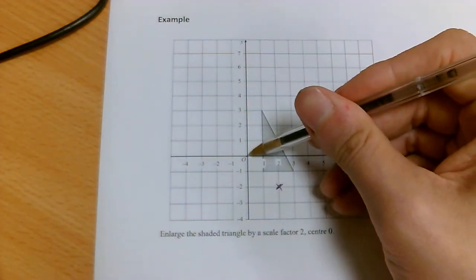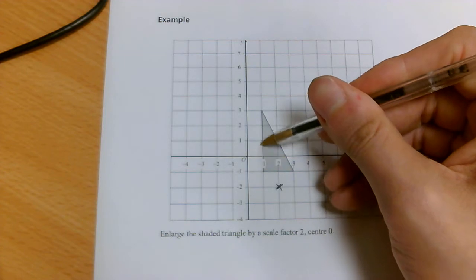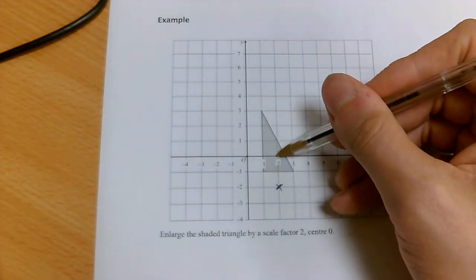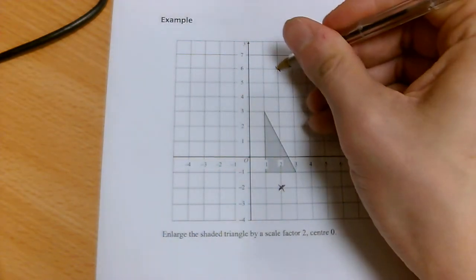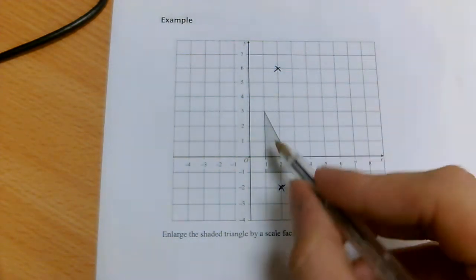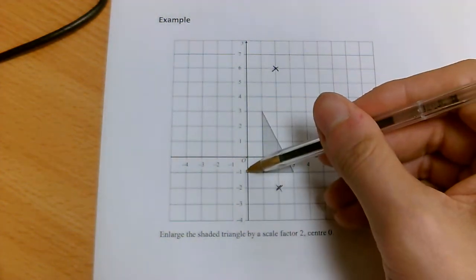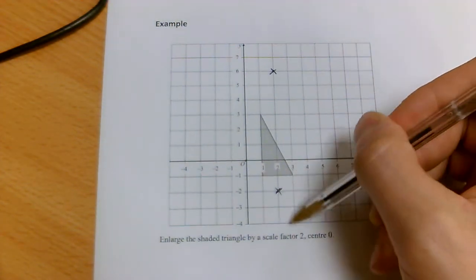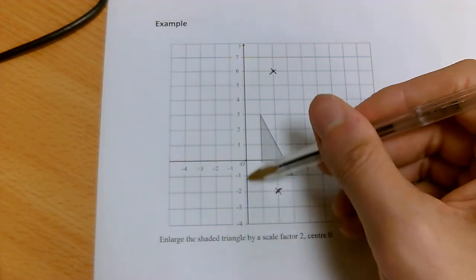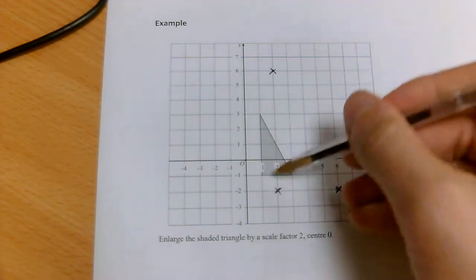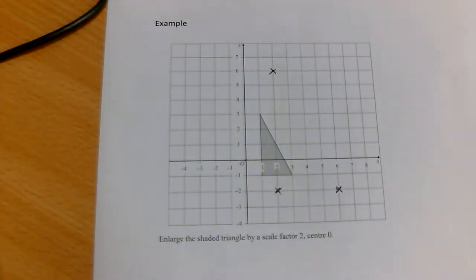Okay, do the same thing up here. So right 1, up 3, double that, right 2, up 6. So that goes to that. And then finally this vertex here, down 1, right 3, apply scale factor 2, it becomes down 2, right 6. So now we've got 3 new vertices of the enlarged triangle.